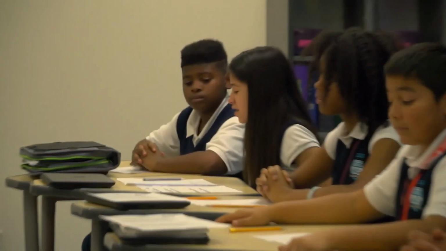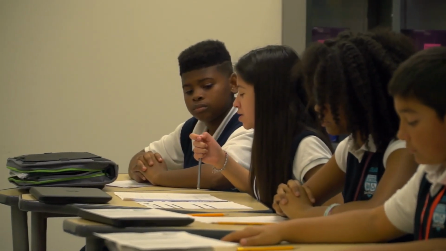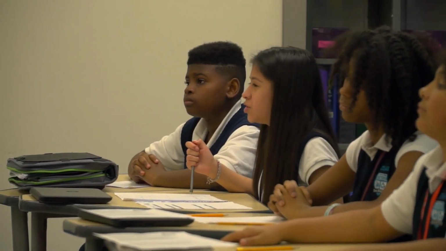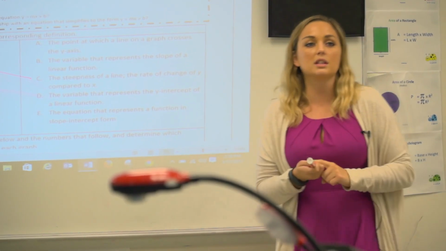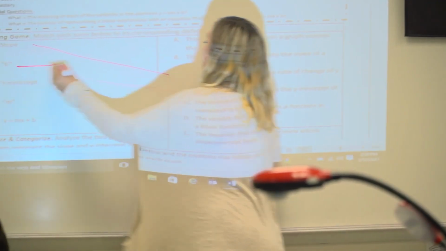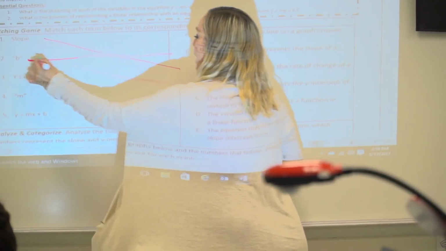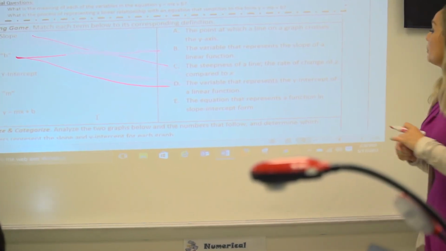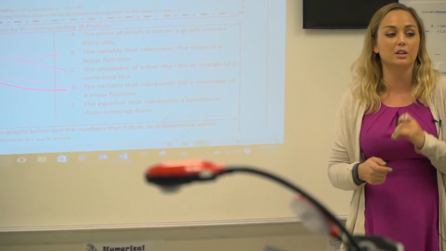Nancy said that it would be D, the variable that represents the y-intercept of a linear function. If you agree with Nancy, you're going to slap the table once. If you disagree, stomp your feet. Go. I see 100% agreement. Great work. We said D, that B is the variable that represents the y-intercept of a linear function.